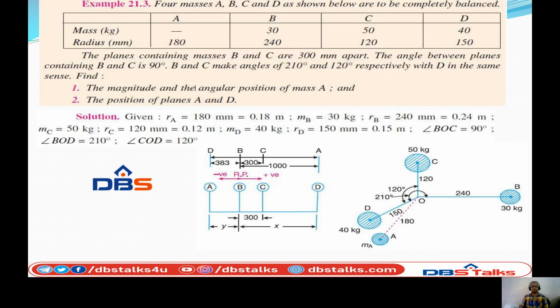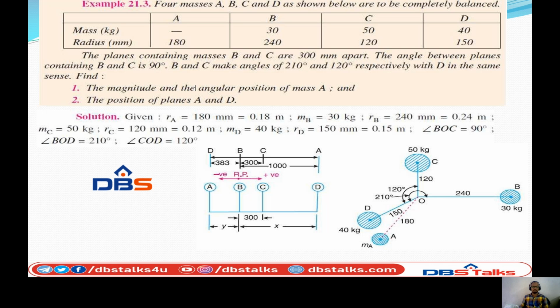So we have to be clear about the question. So don't confuse it. Thoroughly read the question and understand the question first. So angle BD is 210, CD is 120, and the distance has been given. The plane's masses B and C are 300 mm apart. So the distance between B and C is 300 mm. That has been given.